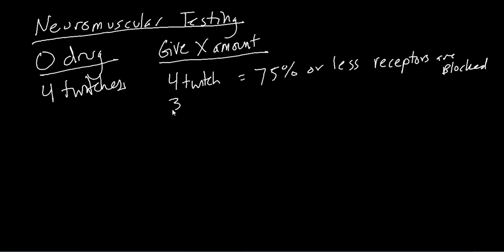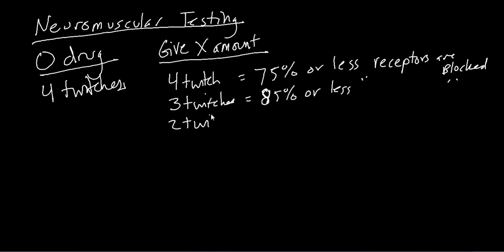However, if we only see 3 twitches, that's going to mean that we have only 85% or less receptors that are going to be blocked. So if we see 3 twitches, and then that 4th twitch is either absent or extremely diminished, we can assume that up to 85% of our receptors are blocked.